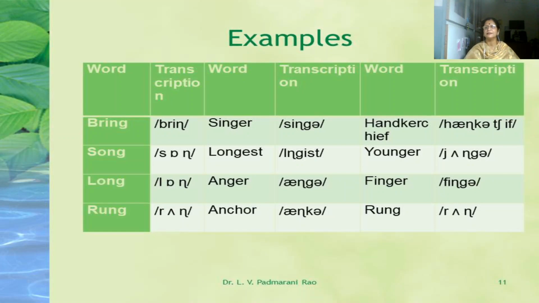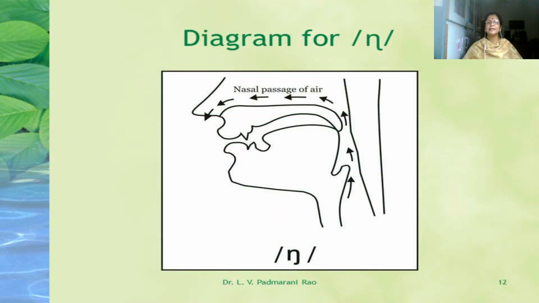Younger, younger. Finger, finger. Rung. So wherever you have in the spellings ng or nk, you can expect this sound. Practice more for the pronunciation of this sound. The diagrammatic representation can be shown like this, where the back of the tongue touches the extreme tip of the soft palate called velum. Now, this is the same position for the pronunciation of k and g, the two velar plosives.